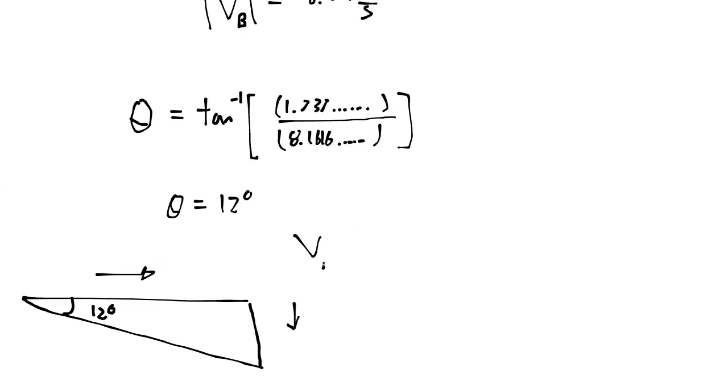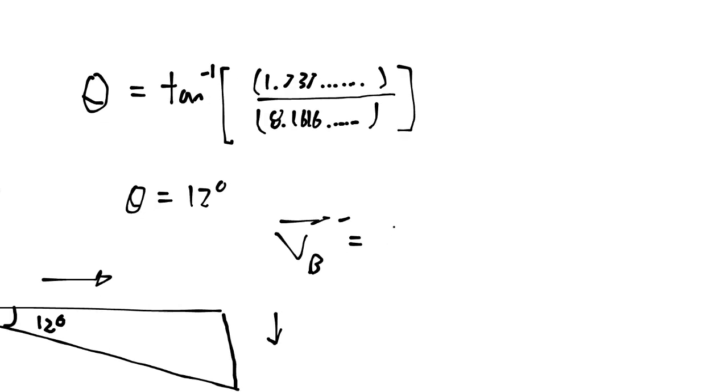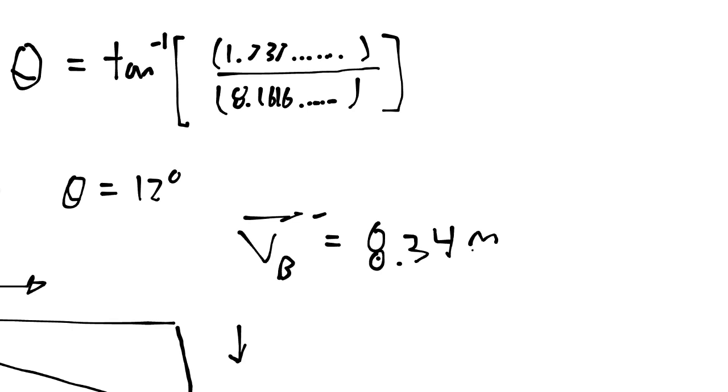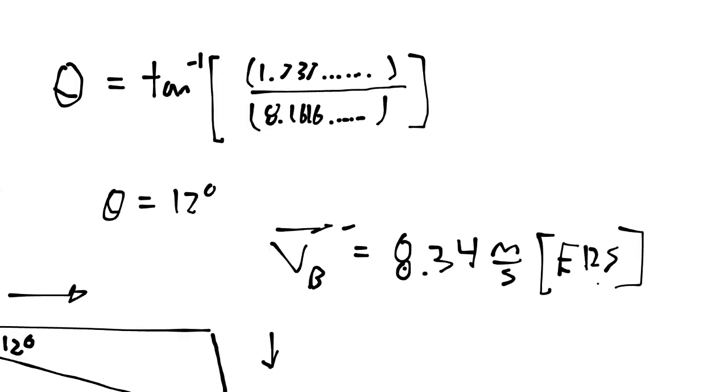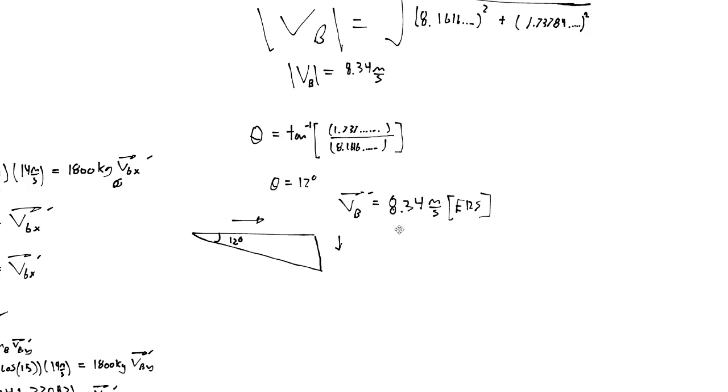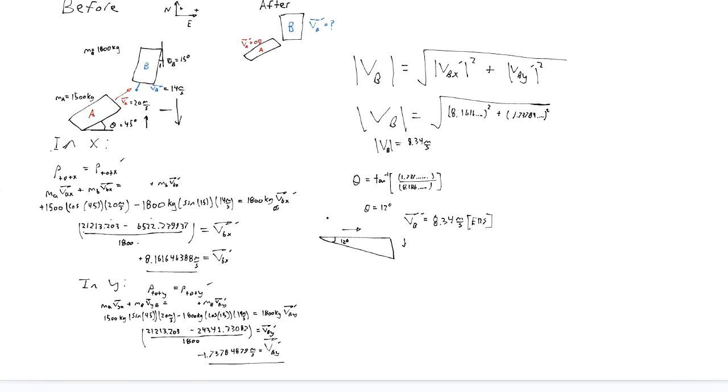So based off that, we can say velocity B prime equals 8.34 meters a second, and the direction is east 12 degrees south. So east 12 degrees and then south. There we go. And that's our final answer for that one. So yeah, it's about the same amount of work as last time. Anyways, I'll skip ahead to the last one here.